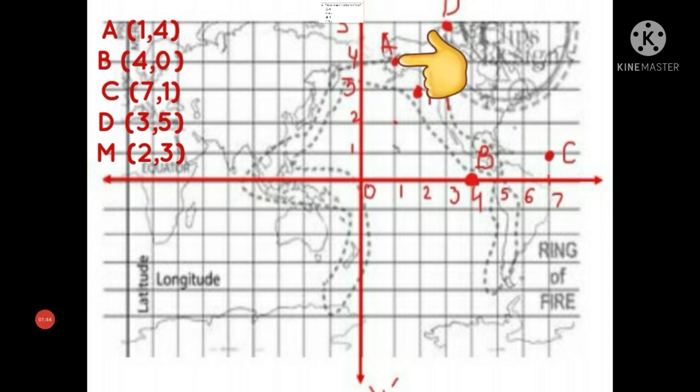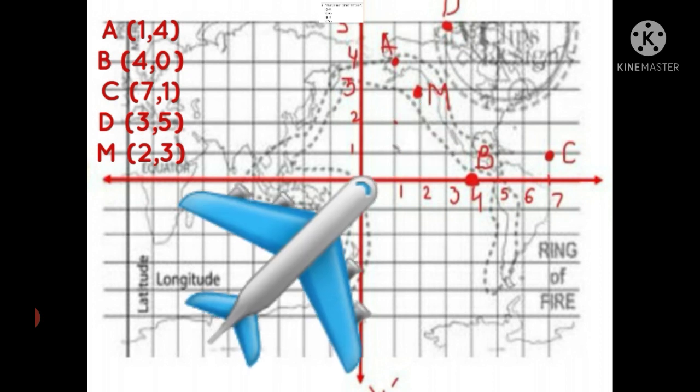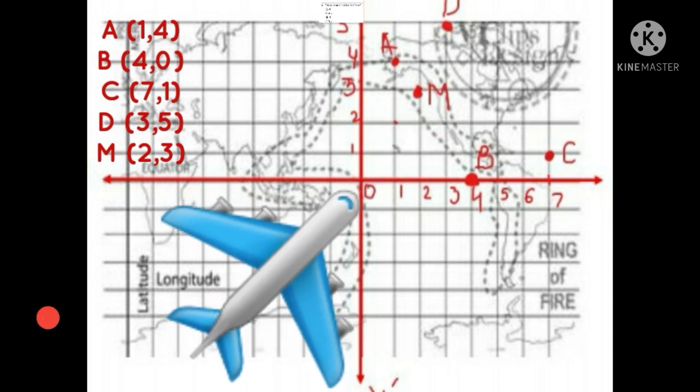So clearly point A is (1, 4), point B is (4, 0), point C is (7, 1), point D is (3, 5), and point M is (2, 3). Now let's get to the questions.